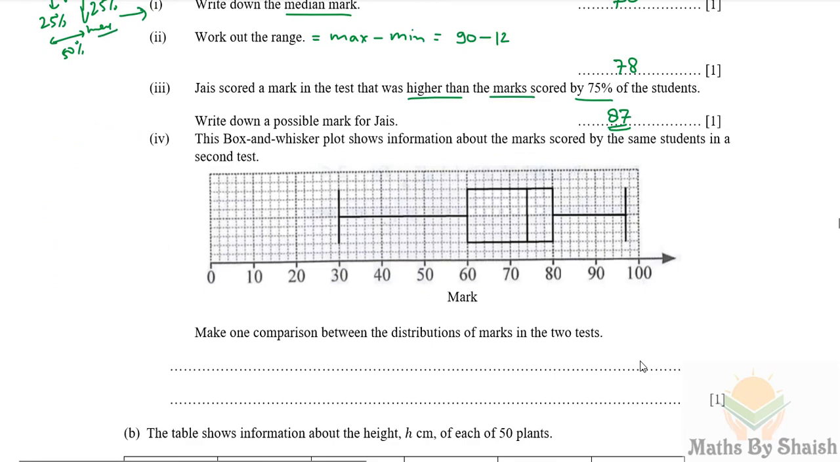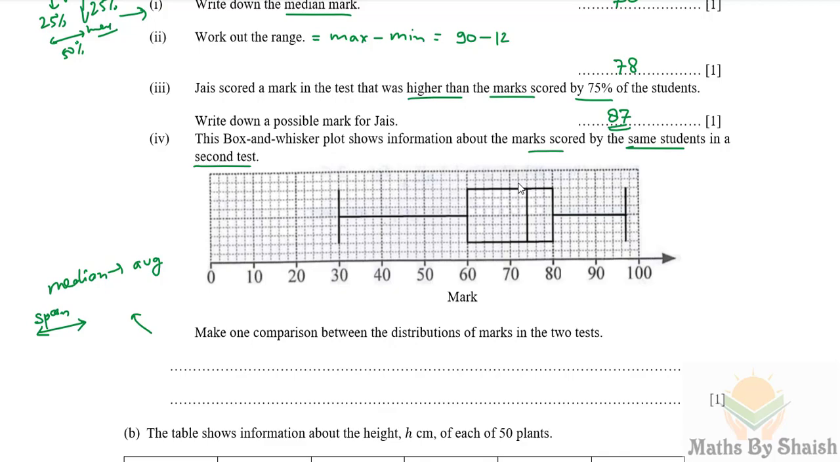Let's discuss the fourth part. The box and whisker plot shows the information about the marks scored by the same students in a second test. Make one comparison between the distribution of marks in the two tests. We require two things. One is the median. Median is on average what is the score, and the span.